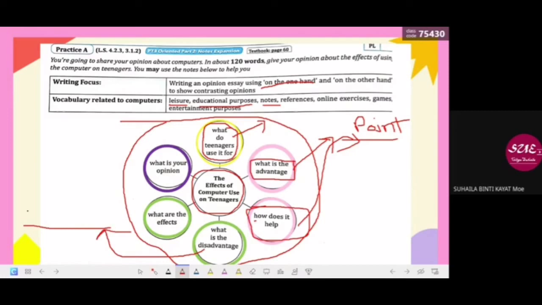Okay, maybe you can write: teenagers will spend most of the time on the computer. So, what are the effects for the point? Right? Okay, so this is the paragraph. Okay, so the last one. Okay, this one is where you give your opinion.